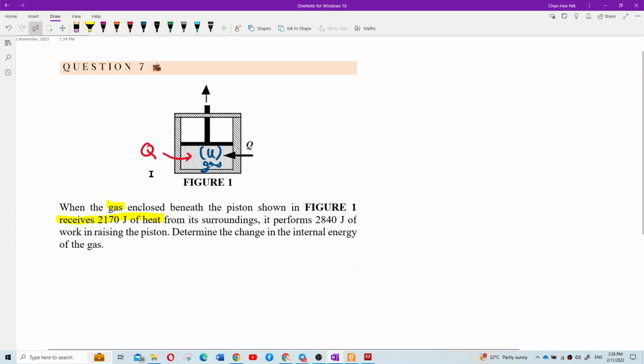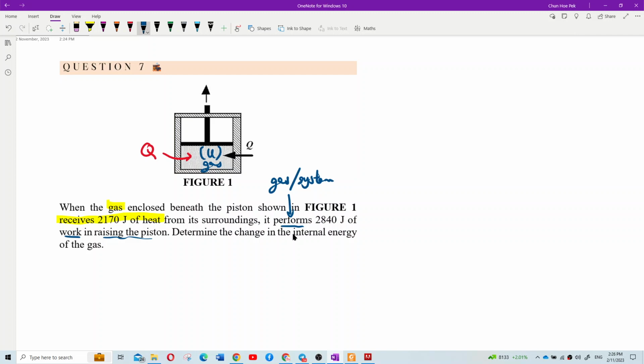Actually, it shows the Q here. Never mind, just ignore it. Heat absorbed, heat enters. And then he also says the gas performs work. Who does the work, class? Who performs this work in pushing up the piston? Is it the human or the gas? The gas. We call the gas the system. So the gas is the system. The gas does the work.